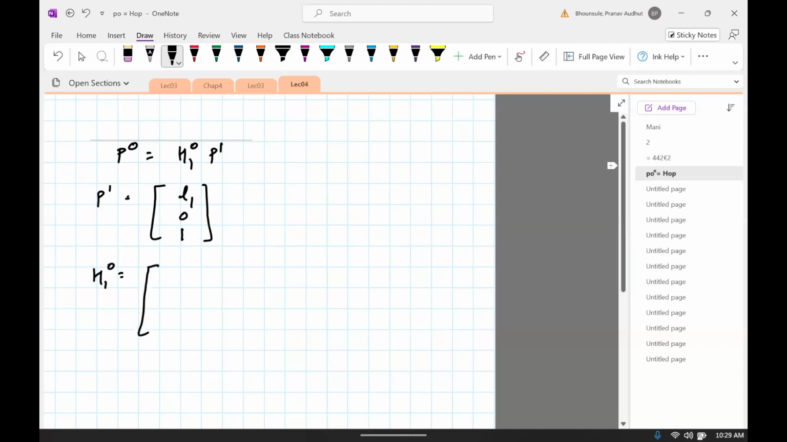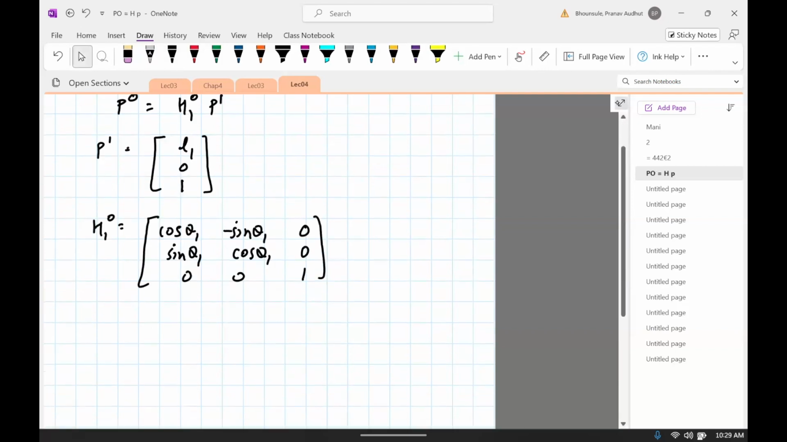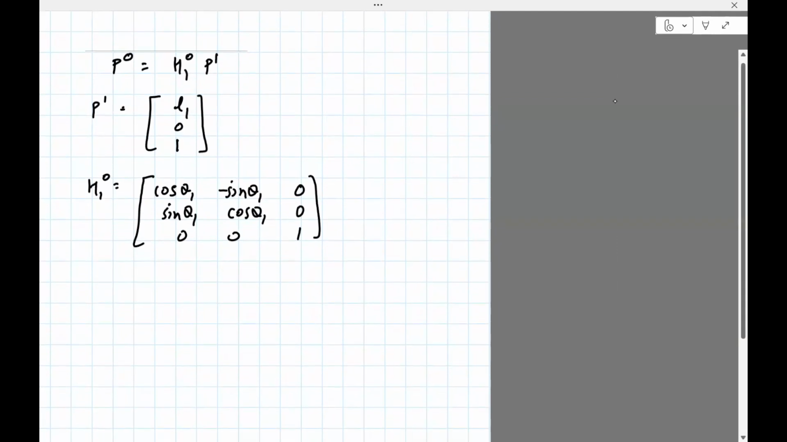H1, 0, we've computed that before. It's cosine theta 1, minus sine theta 1, sine theta 1, cosine theta 1, 0, 0. And then there's O1, 0, which is going to be 0, 0, 1. So what I want you to do is put this H1, 0 and P1 in that formula for P0 and show that you get L1 cosine theta 1, L1 sine theta 1, 1. So the coordinates of point P are the first two. This is the x coordinate, this is the y coordinate. It's easy to see that using trig too, right?